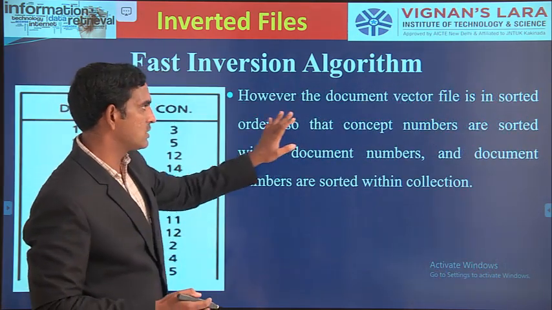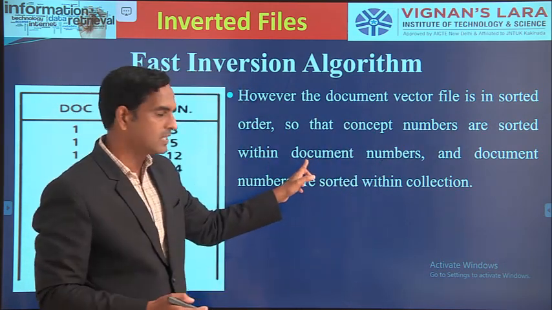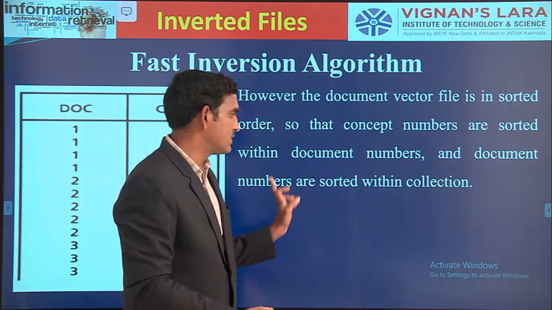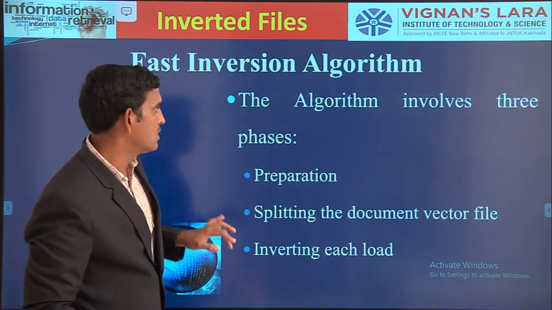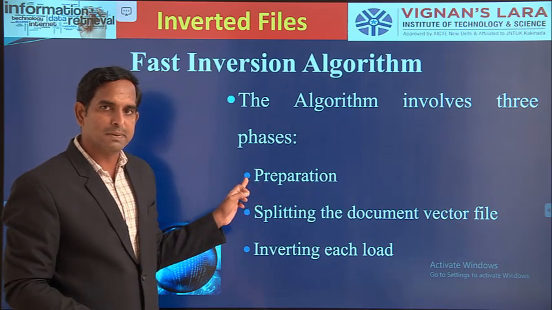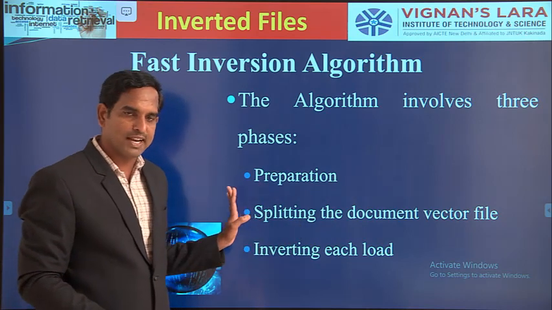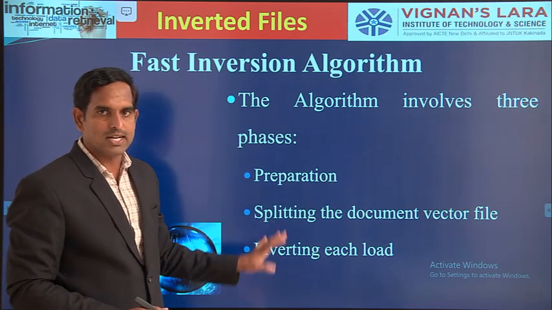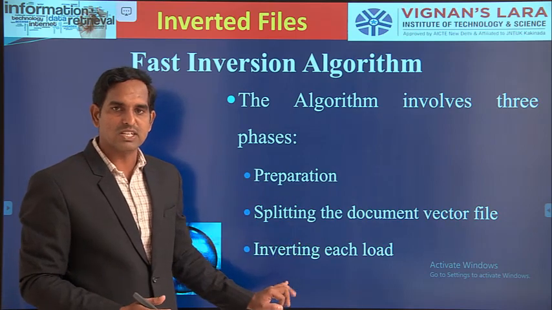As I told you, the document vector file is in sorted order, so that concept numbers are sorted within the documents and the document numbers are sorted inside the complete collection. The algorithm involves three phases. The first phase is the preparation phase. The second phase is splitting the document vector file. The third phase is the inversion phase. We will look at these three phases one by one: preparation phase, splitting phase, inversion phase.